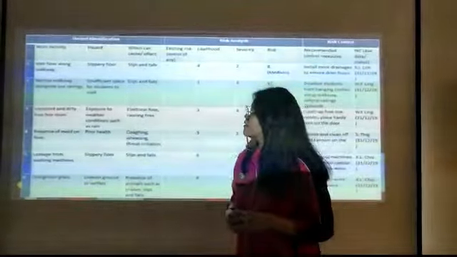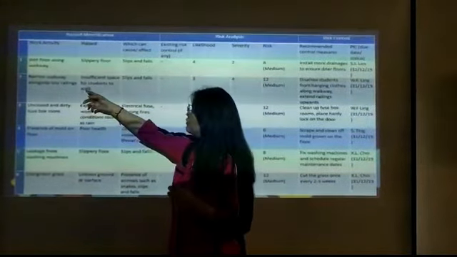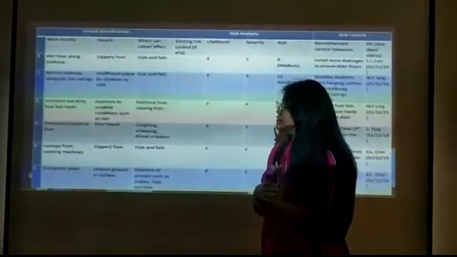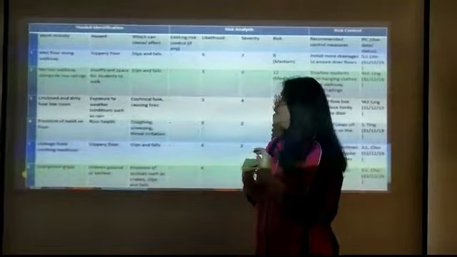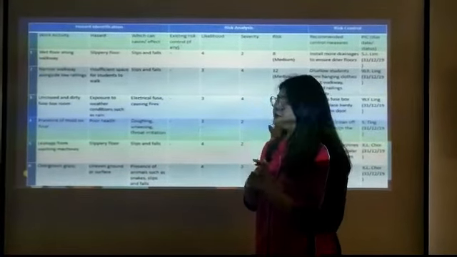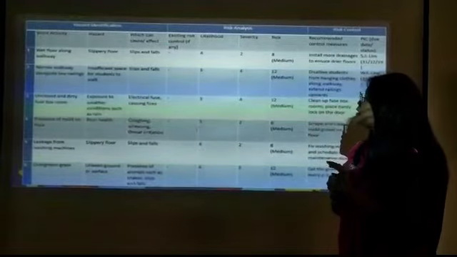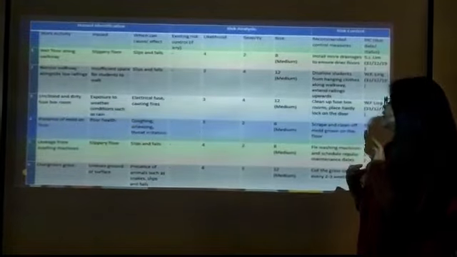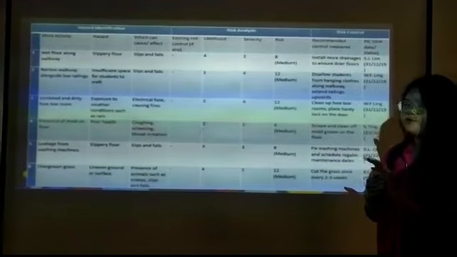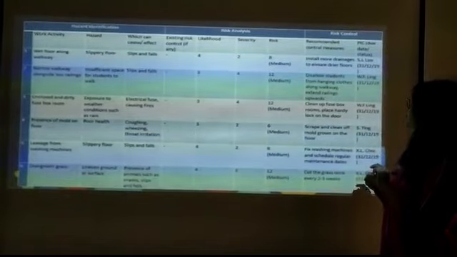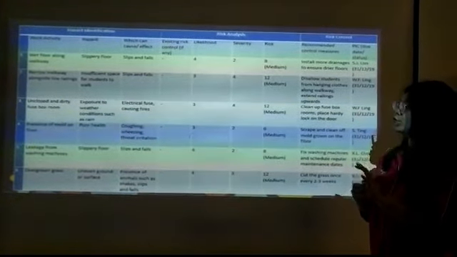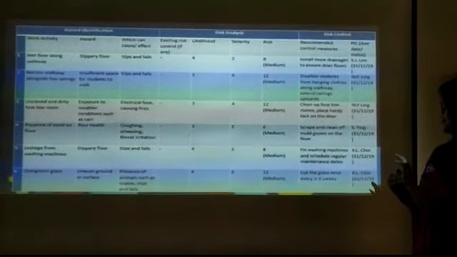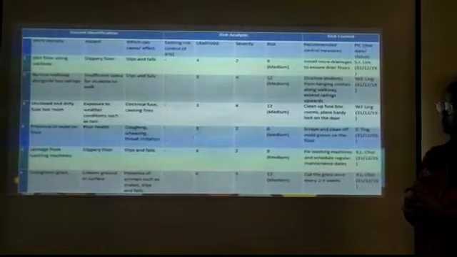And the second one is a narrow walkway alongside low railings. It can cause insufficient space for students to walk, and it can cause them to slip and fall. The likelihood of the second hazard is 3 and the severity is 4, and the total risk is 12, which is a medium risk. And the method to control the hazard is to disallow students from hanging clothes along the walkway and to extend the railing upward.